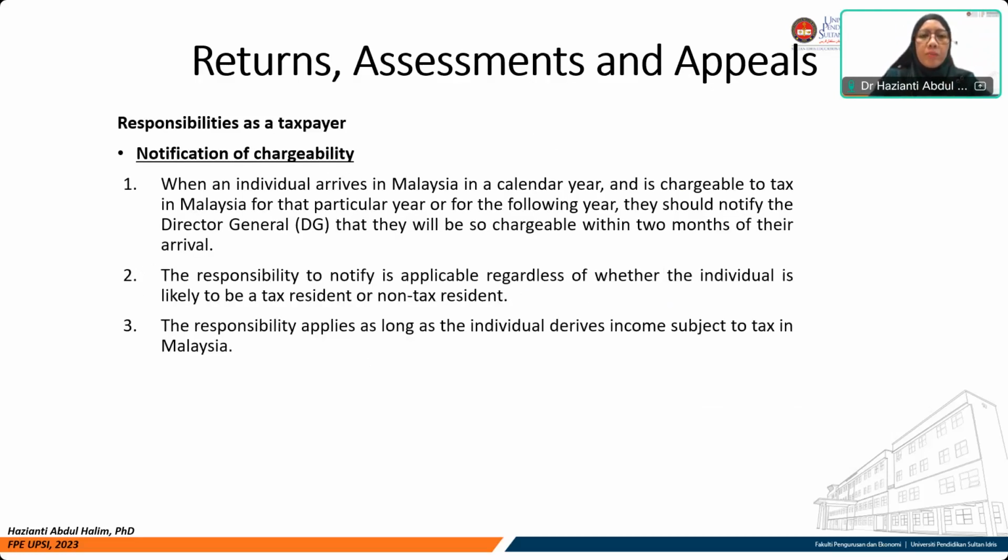All right, so to summarize, under returns, assessment, and appeals, what are the responsibilities as a taxpayer? For an individual who arrived in Malaysia in a calendar year and is chargeable to tax in Malaysia for that particular year or for the following year, they should notify the DG that they will be so chargeable within 2 months of their arrival. Here we are talking about the foreigners who come to work in Malaysia and receive income in Malaysia.